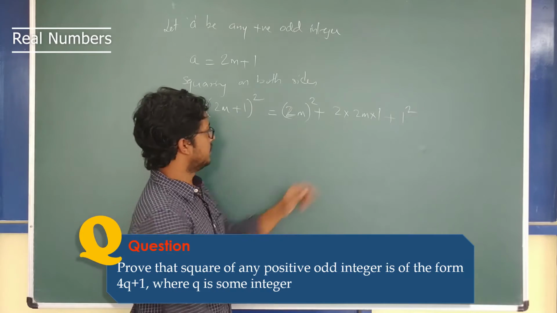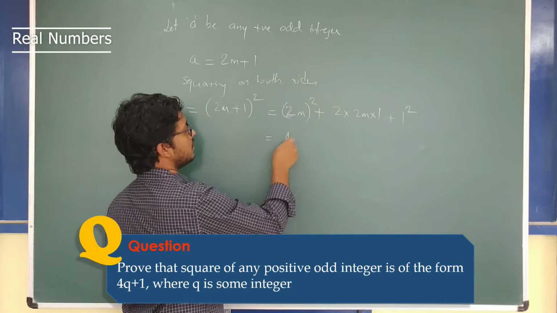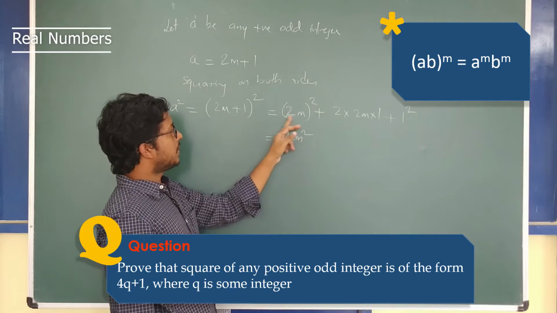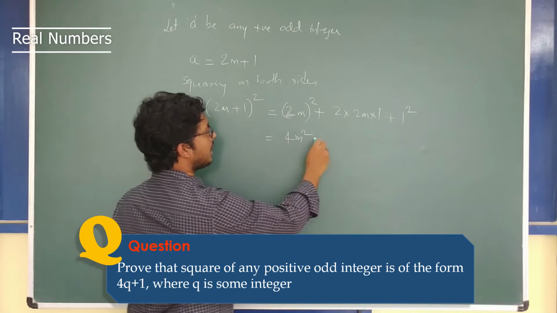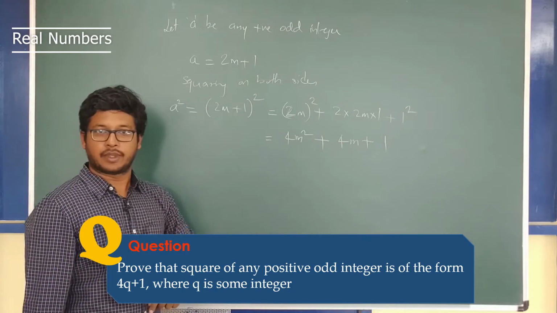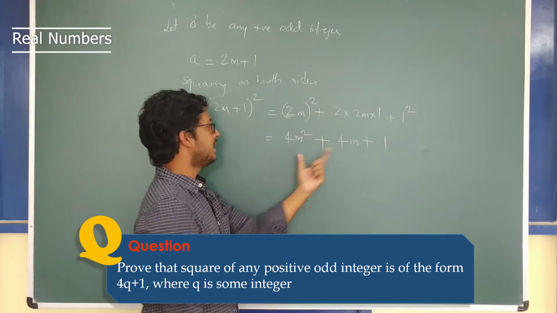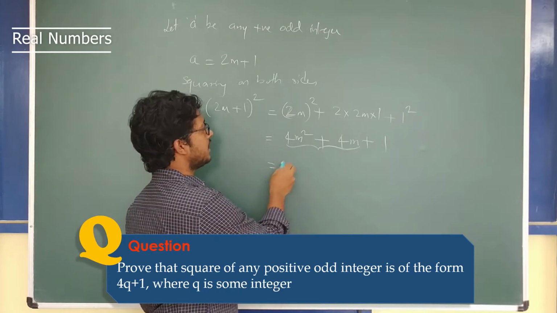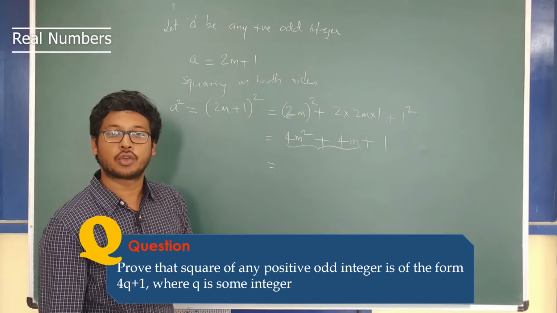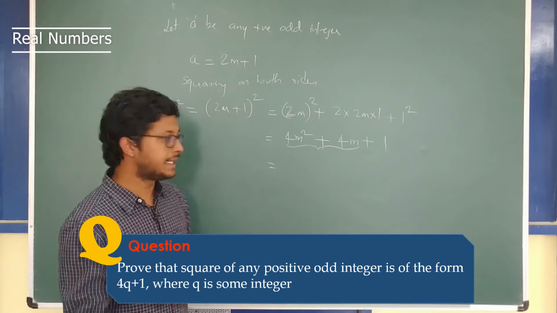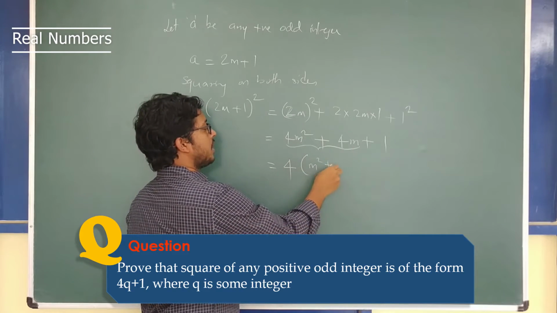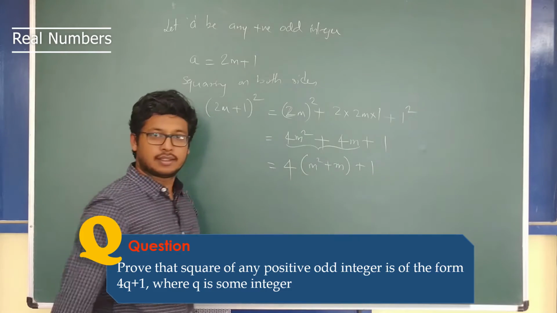Now you see this one. 2m whole square is 4m square, applying laws of exponents, you can take 2 separately and m, so it will become 4m square plus 2 into 2m, which is 4m, plus 1. Now interestingly, between these two, what can I take outside? Don't take 4m outside, we'll just take 4 outside because we want the form 4q plus 1, where q is an integer. If I take 4 outside, what remains is m square plus m, plus 1.